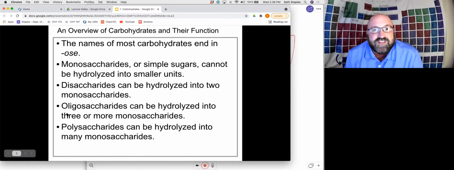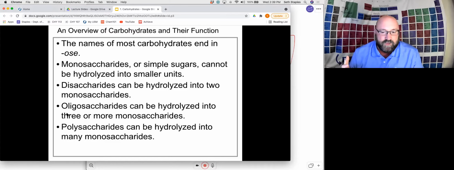Most carbohydrates, the name ends in -ose, and some that you're familiar with are things like glucose, fructose, sucrose, and so on. Monosaccharides, what we call simple sugars, cannot be hydrolyzed into smaller units. Hydrolyzed is just a way of breaking them up. And so monosaccharides cannot be broken down further and still be a saccharide. Yes, you might be able to break the whole chain into its constituent atoms somehow, but it wouldn't still be a sugar of some sort.